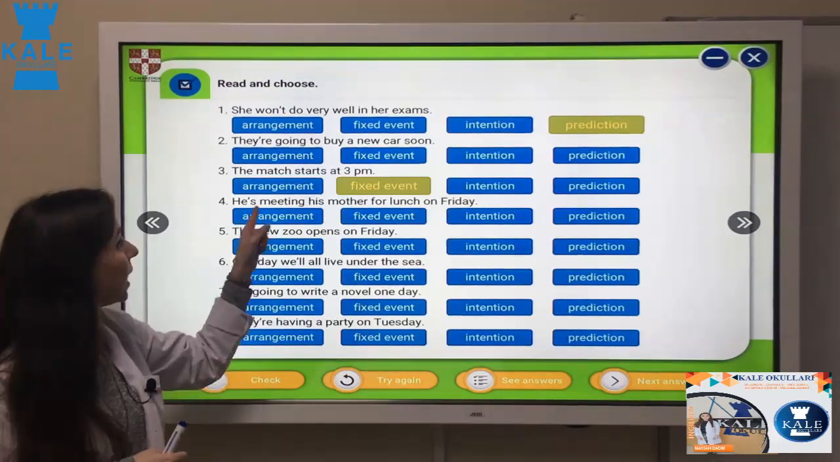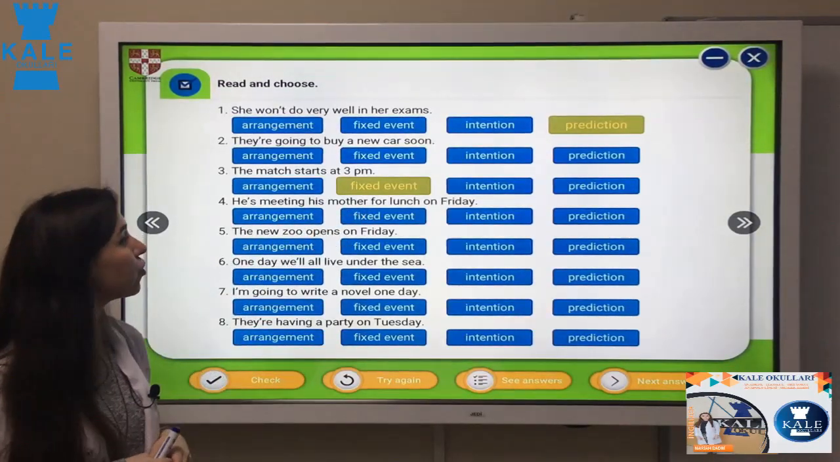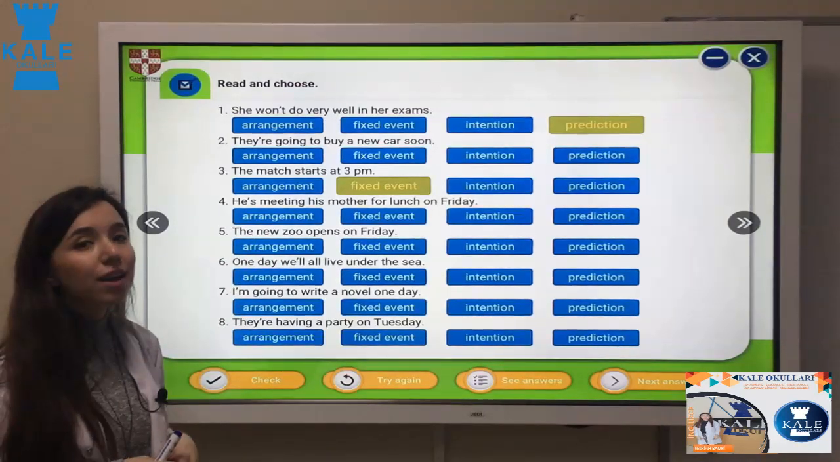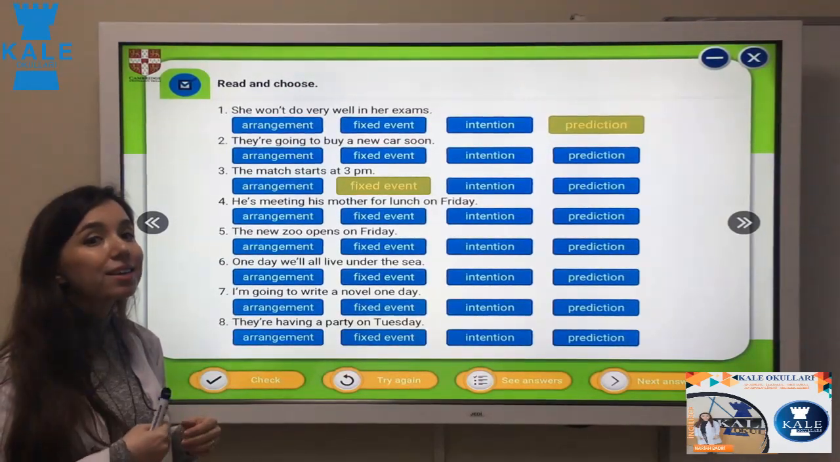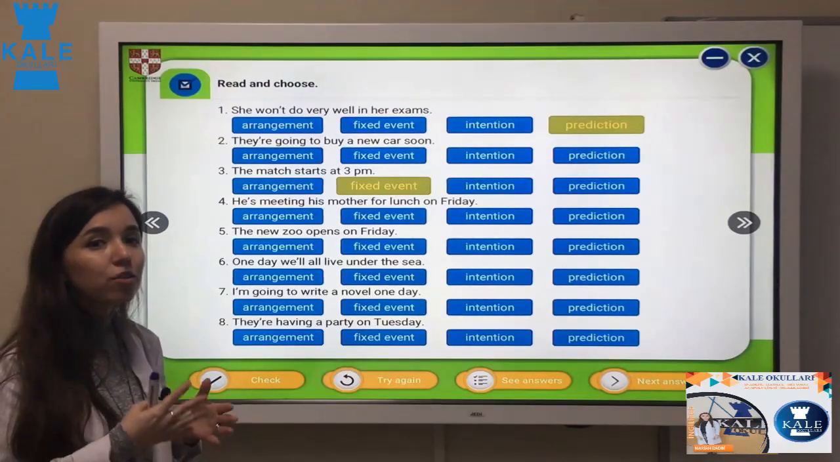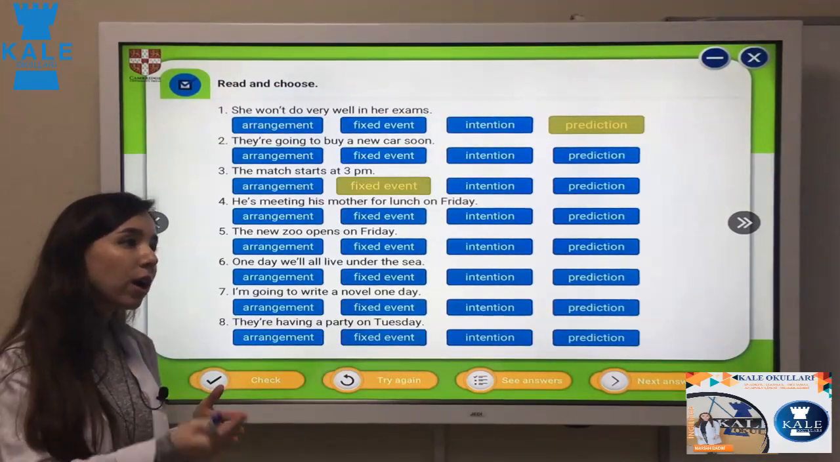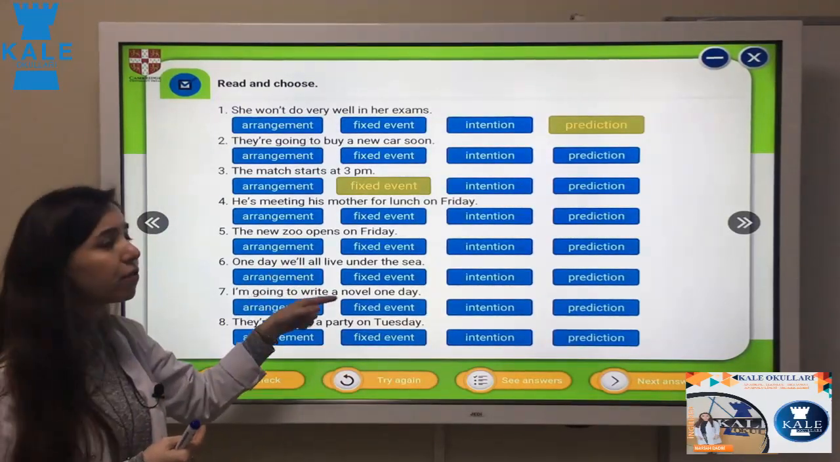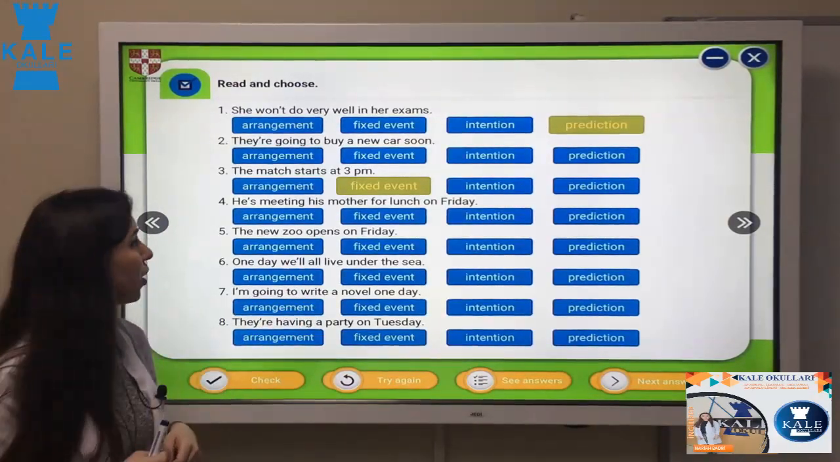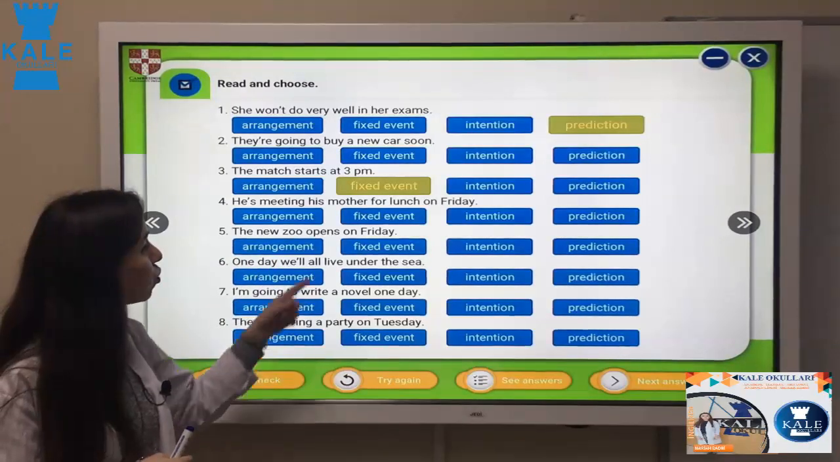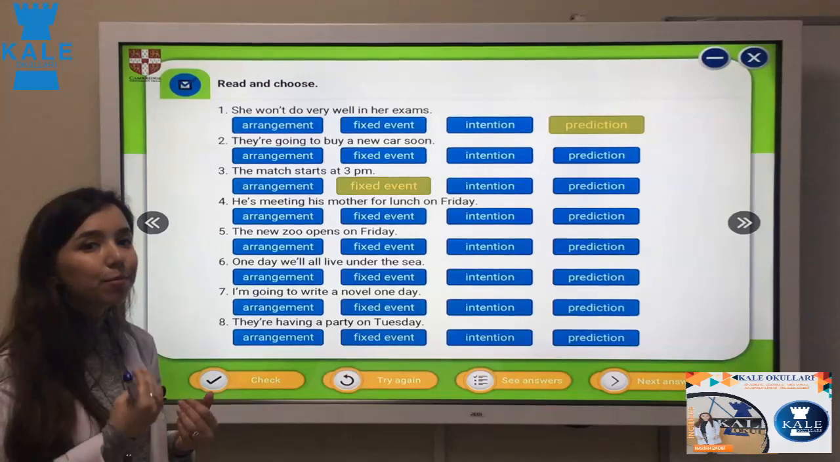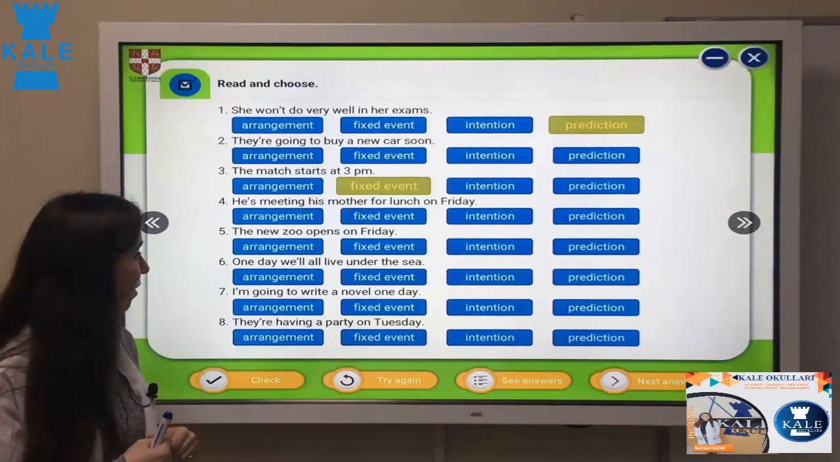This one. He is meeting his mother for lunch on Friday. He is meeting his mother. Which one? It's something like an arrangement. Yes, you know that it's an arrangement. You talk with your mother, you are going to meet her. One by one, first I think it's better to explain, then check the answers. Yes, the new zoo opens on Friday. Opens on Friday, what is this? Again present simple, so a fixed event.